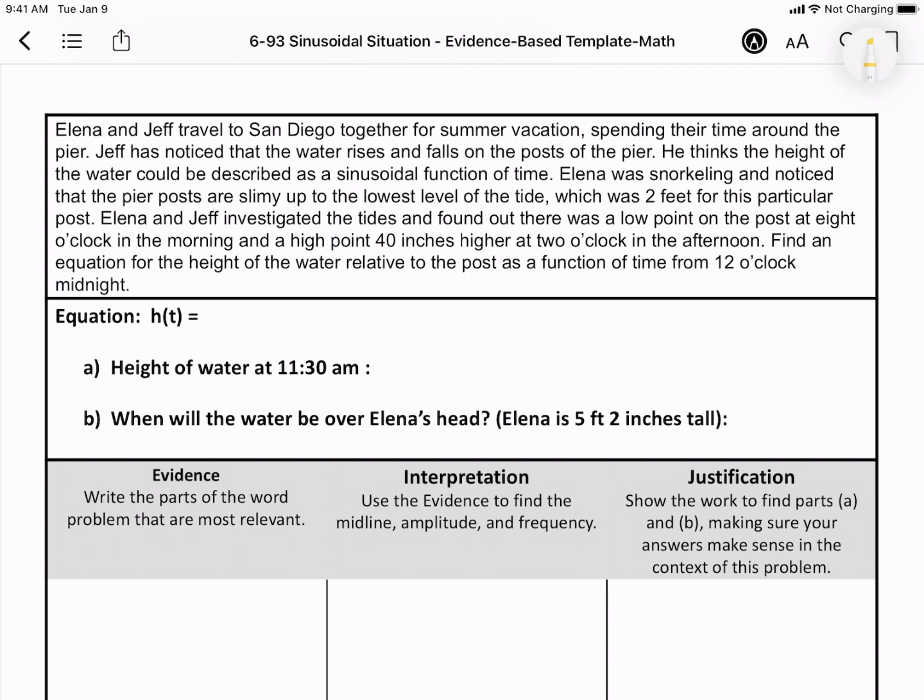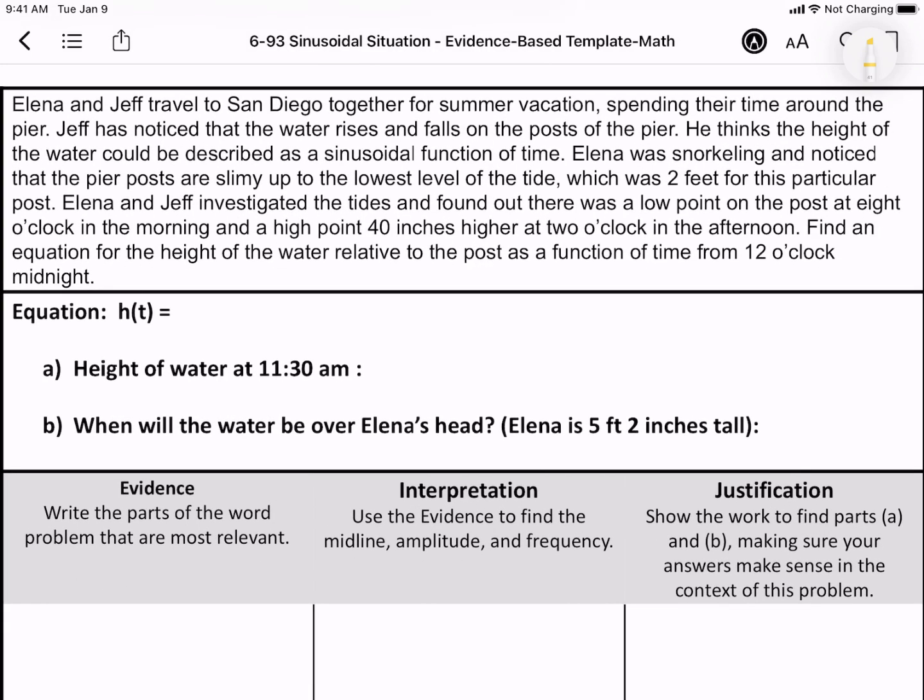Hello, pre-calculus students. We are doing another word problem. I'm going to read the problem out loud, and as I'm reading, try to highlight information that you think is important. You can pause me if you need to, but make sure you can understand what is happening in the problem.